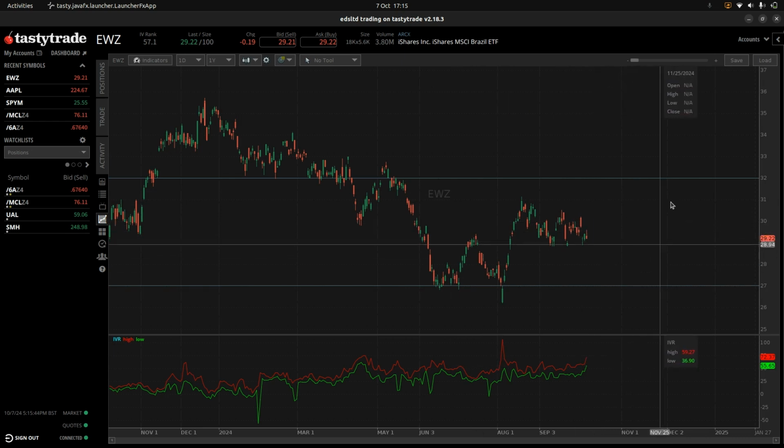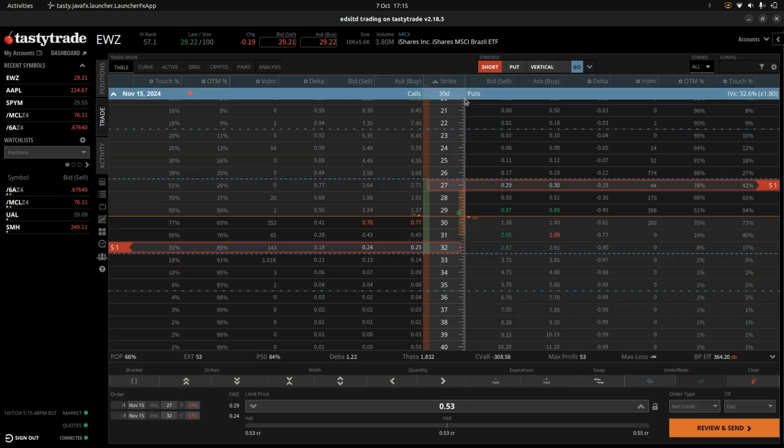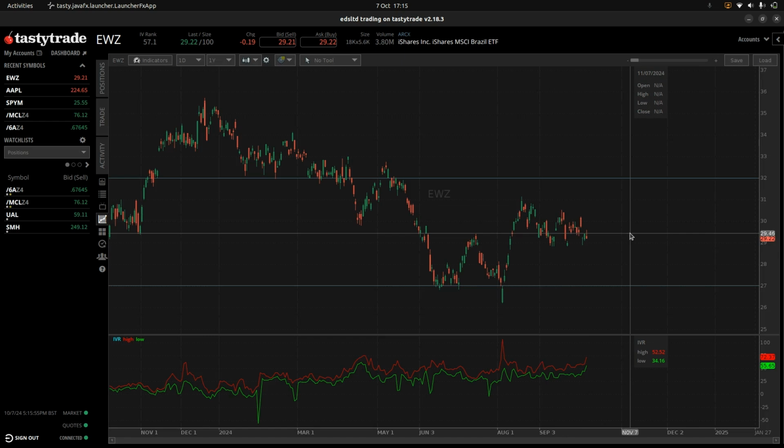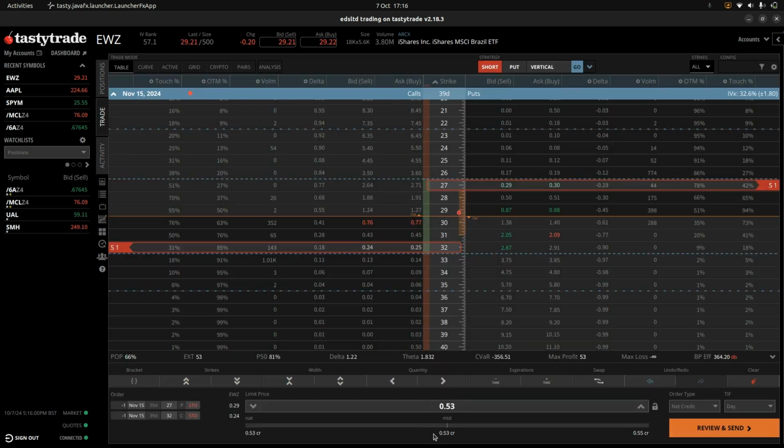And if price stays within this range at expiration, which is 39 days out in time, then it means that we collect 100% of the premium that we collect. So what is the premium that we collect? It's this number here, 53 cents times 100 shares, because there's 100 shares per contract. That's a $53 premium here.